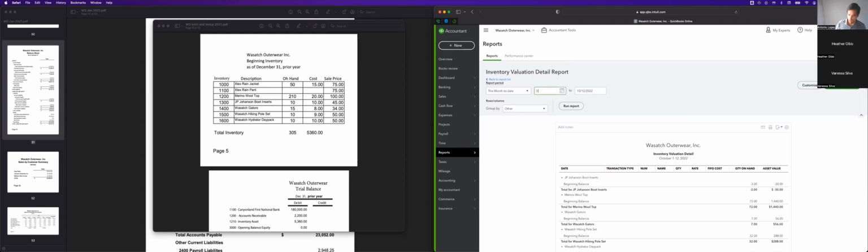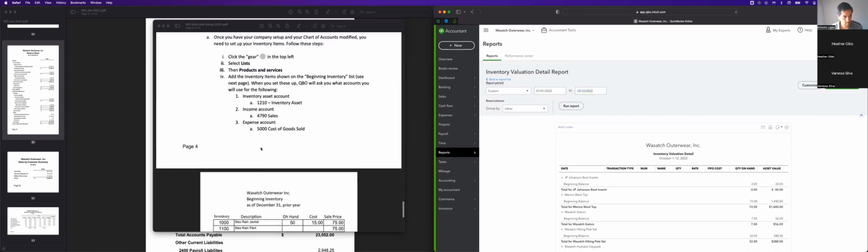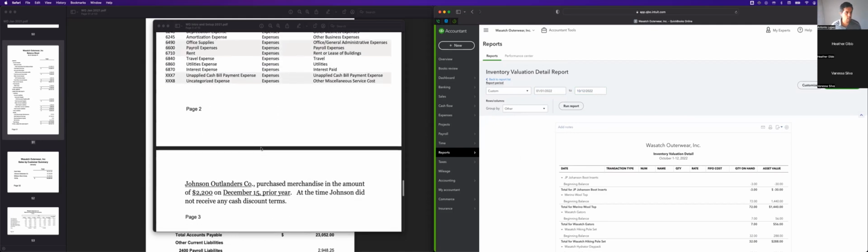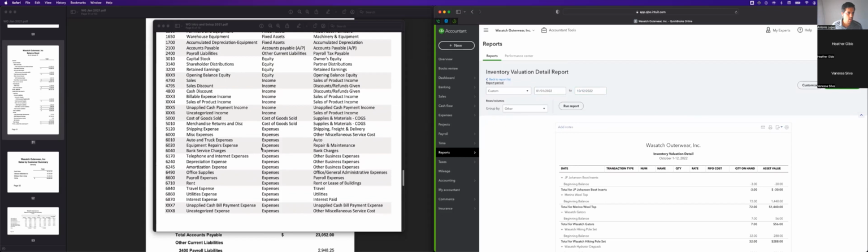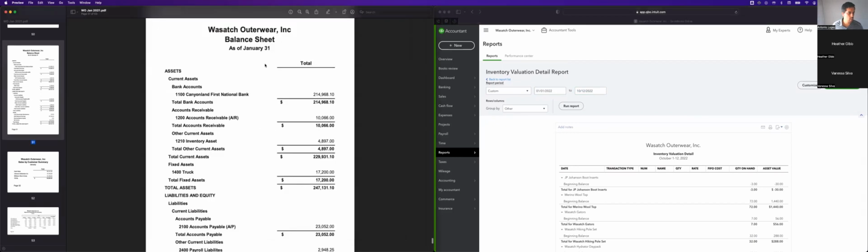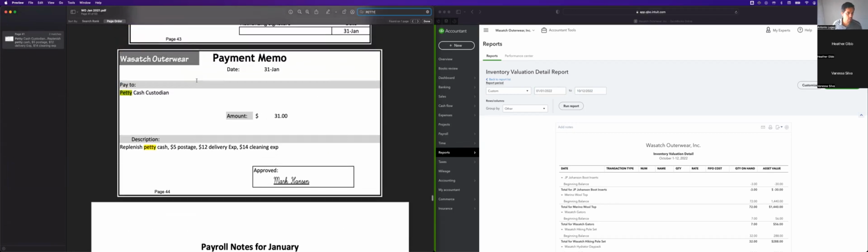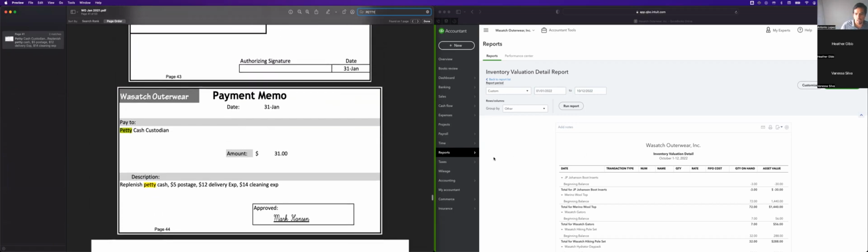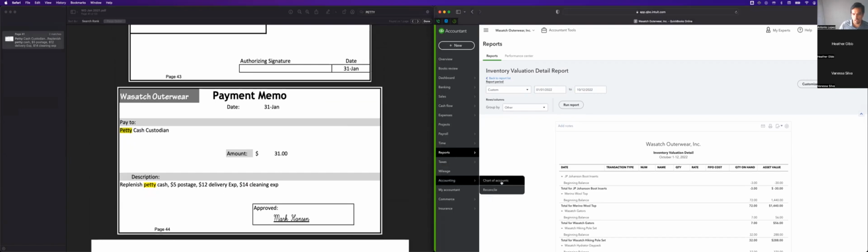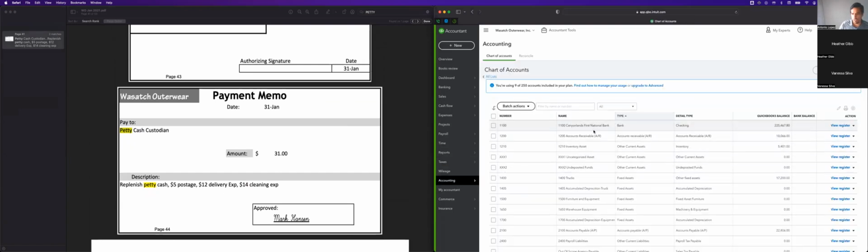Okay. So my next question is with the petty cash, because it says that we're not supposed to create an account. So I'm not sure what to do with it. So where do I credit the petty cash then? So let's see. Petty cash custodian. So replenish petty cash, $5 postage, $12 delivery expense, $14 cleaning expense. So I'm guessing it's going to be a journal entry because we don't have the account.